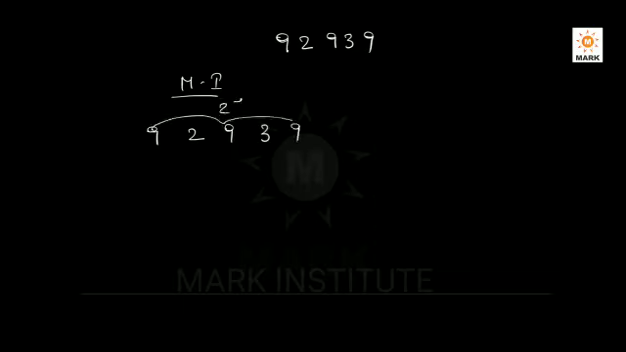9 plus 9 plus 9 is 27. 2 plus 3 is 5. So 27 minus 5 is equal to 22. So this number is clearly divisible by 11, because 22 is a multiple of 11.